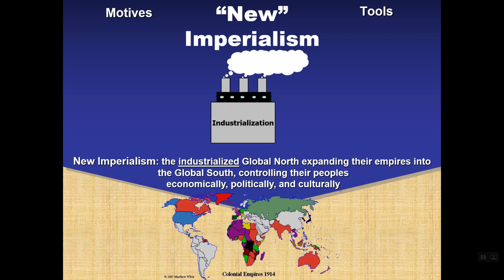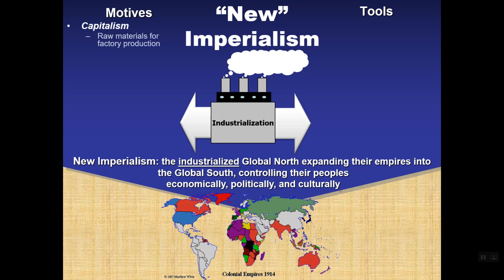And the main reason for what's at the heart of this whole thing is industrialization. Industrialization and the need for raw materials. So capitalism is at the core of it all. And that need for raw materials for production in the factory. We've talked about this pretty extensively, so you should know this concept already. That they need also new markets to sell those goods. So economically, it's a twofold thing. You need raw materials and new markets.